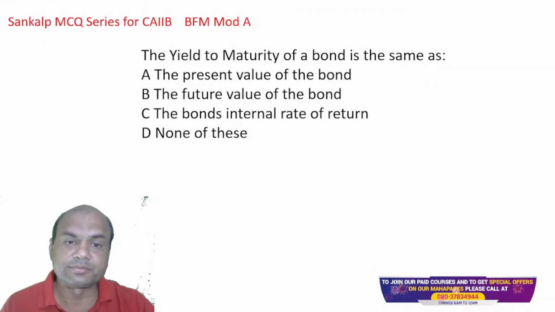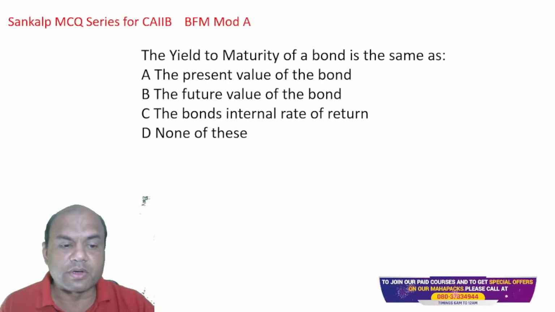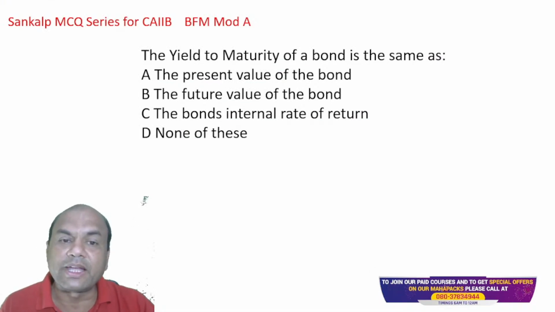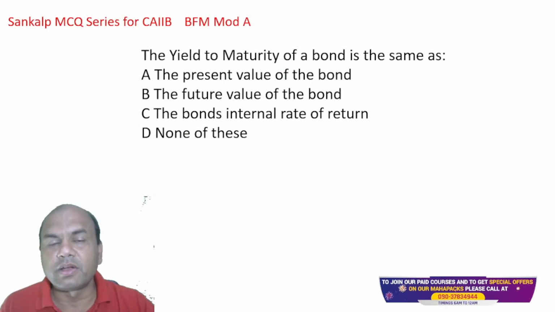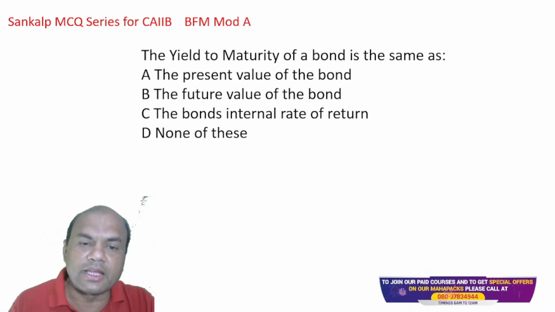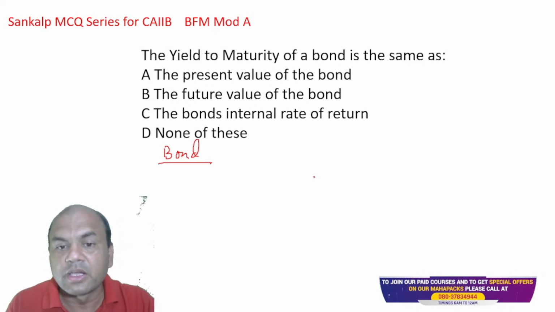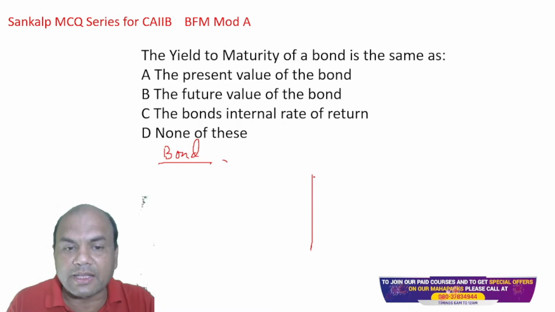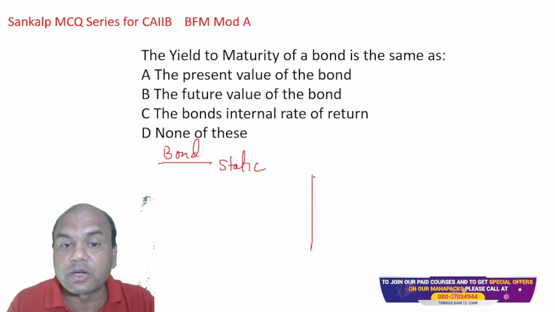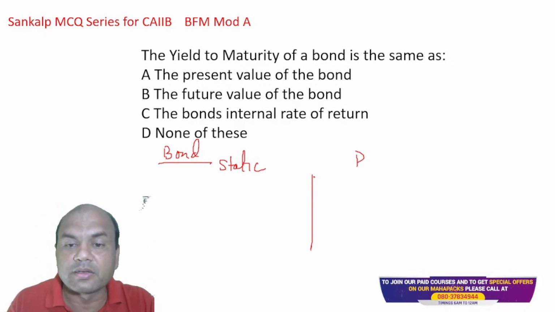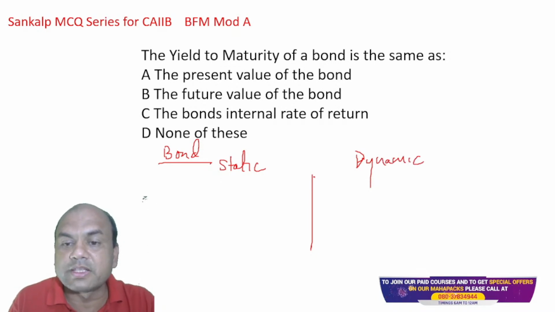So let's start. The yield to maturity of a bond is same as what? Now I'll tell you something. In any bond, remember, there are 5 elements. Always remember, there are 5 elements. Out of these 5, 3 are static. Static means what? They don't change at all. Let anything happen, they won't change. And 2 are dynamic. Dynamic means what? They will change.